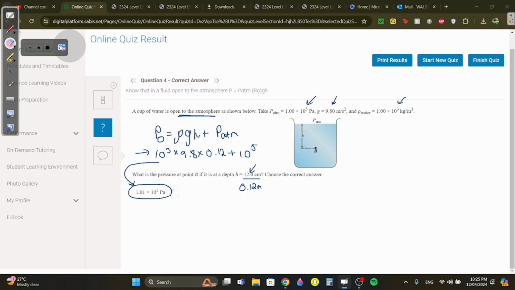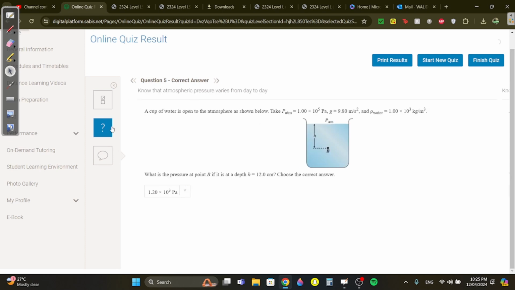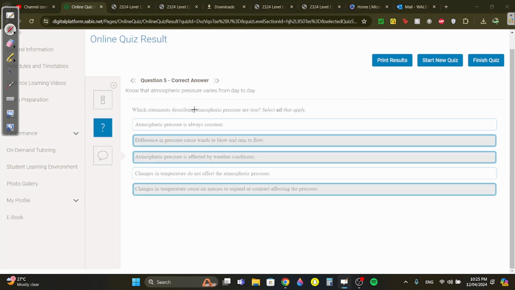Question 5. Which statements describe atmospheric pressure? Of course atmospheric pressure is not always constant. It's different with the weather. Difference in pressure causes the winds to blow and rain to fall. One of the reasons why it rains and why we get wind is because of pressure. So that is correct. Atmospheric pressure is affected by weather. Of course. Changes in temperature do not affect atmospheric pressure. Of course not.